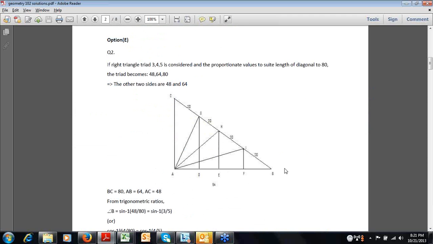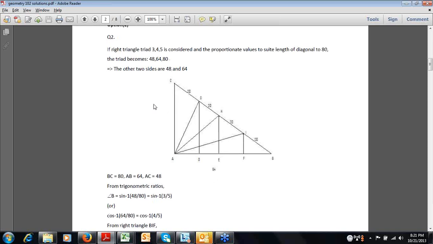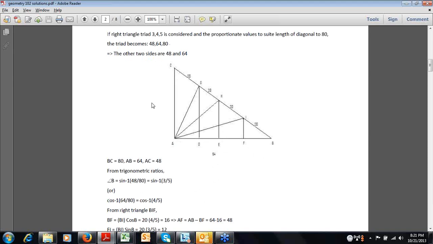So this is a right angle triangle ABC. So we have this value as 20, 20, 20, 20. These 3 lines divide it into 4 equal parts. So now the length of the hypotenuse becomes 20 plus 20 plus 20 plus 20. So it becomes 80.